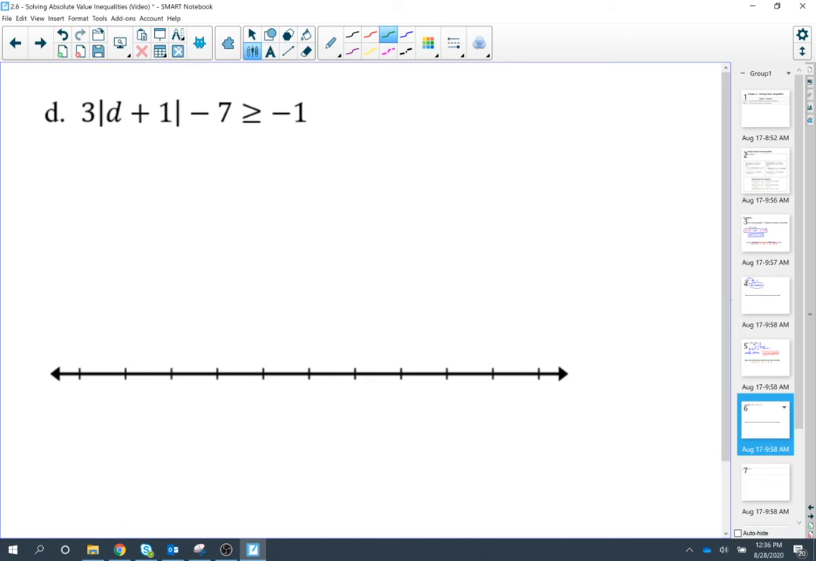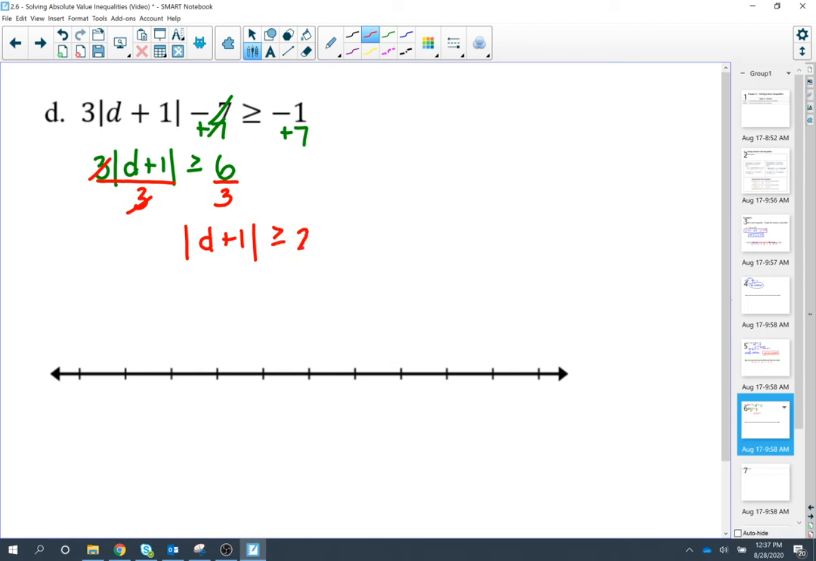Letter D. 3 times the absolute value of D plus 1 minus 7 is greater than or equal to -1. So once again, before I take a look at this one, I'm first going to try, if I can, to isolate this absolute value. I'm going to start by adding 7. 3 times the absolute value of D plus 1 is greater than or equal to 6. I'm then going to divide by 3. The absolute value of D plus 1 is greater than or equal to 2.